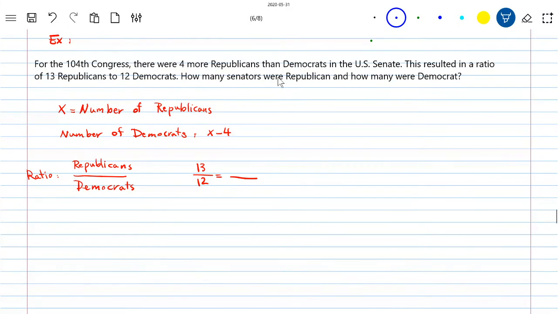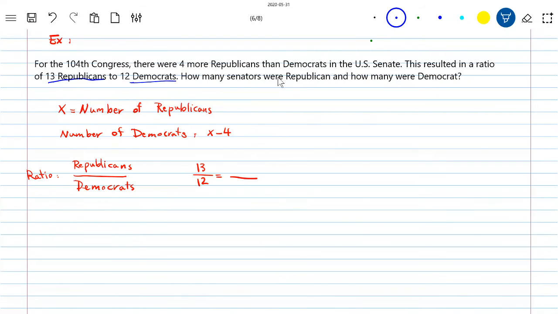So let's look at this example. Again, there are other examples in the book as well. I picked the one that has no solution. So for the 104th Congress, there were 4 more Republicans than Democrats in the Senate. The results in ratio were 13 Republicans to 12 Democrats. How many senators were Republican, and how many were Democrats?